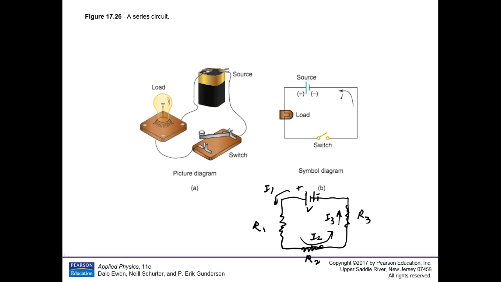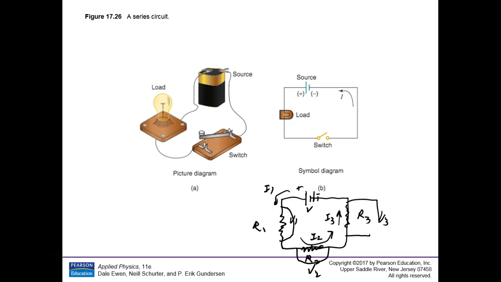Okay? There is a voltage drop across this resistor, V1. A voltage drop across this resistor, V2. And a voltage drop across this resistor, V3. Because every time it goes across a resistor, you drop the voltage a little bit. Okay. Now that's the setup they have here. I'm going to make it a lot simpler now.